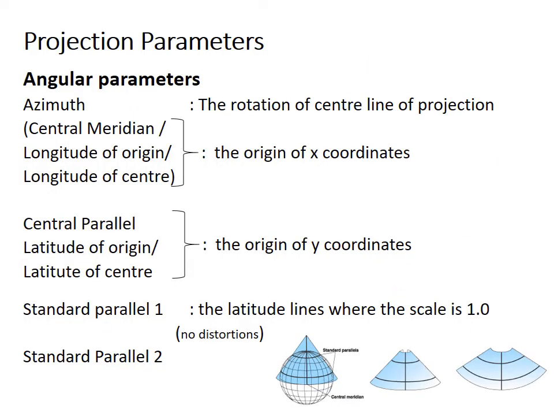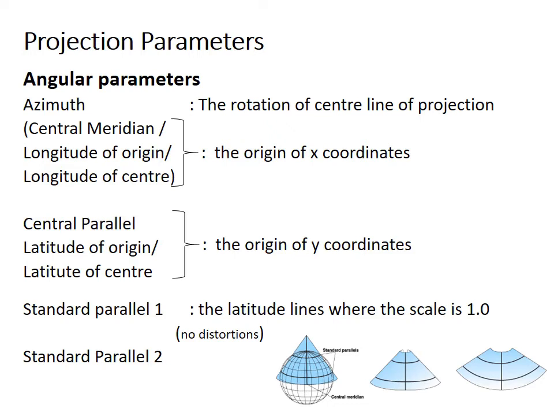Similar to the linear parameters, we also have angular parameters. For instance, azimuth. Azimuth is the rotation of the center line of a projection, and central meridian is the place where the origin of the x coordinate starts. The central meridian is synonymous to the longitude of origin or longitude of center. Similarly, central parallel is the origin of y coordinates, which is synonymous to latitude of origin and latitude of center.